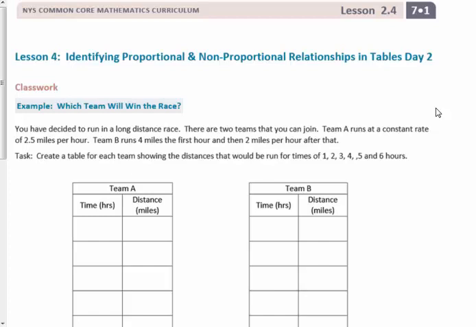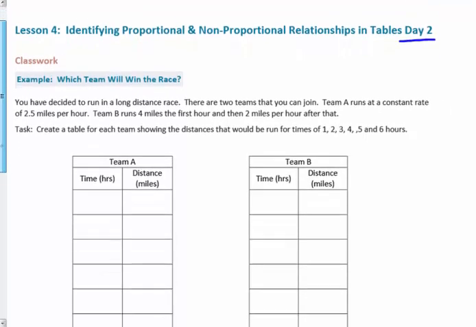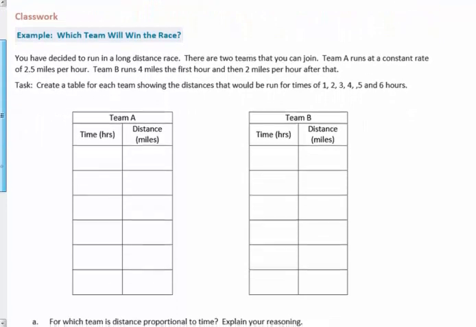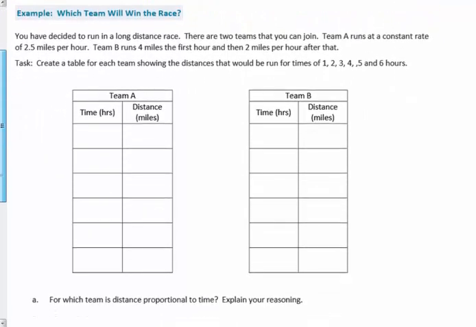Today's lesson is about identifying proportional and non-proportional relationships in tables, day two. So this is 2.4. You should have your worksheet out to go along with this, and we're going to work this through together. So please fill in as I go along. Again, you can pause, stop, replay at any time.